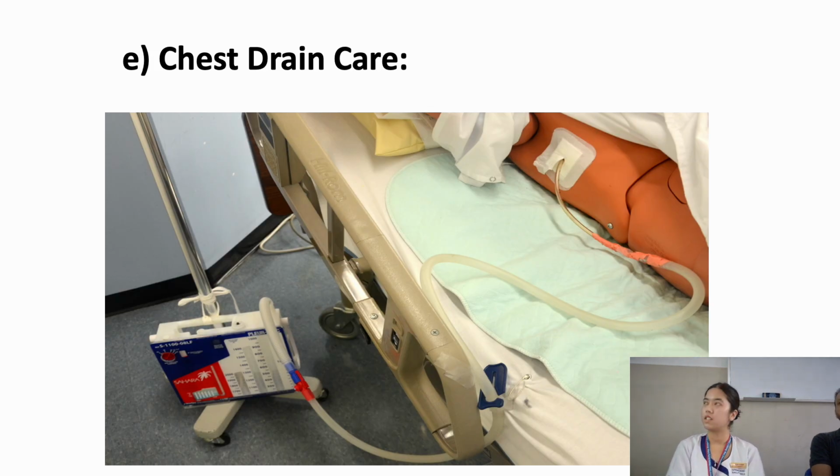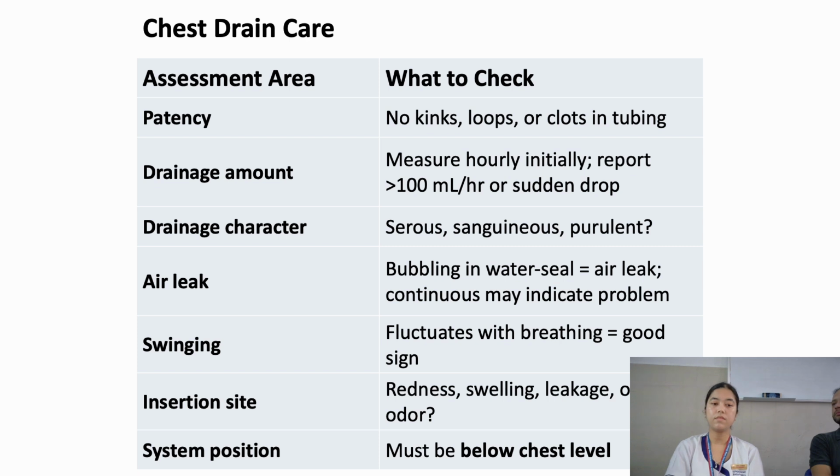The fifth topic is chest drain care, in which the assessment areas are patency, where nurses should check that there is no kink, loop, or clot in the tubing; drainage amount, which is measured hourly and reported if there is a sudden drop or more than 100 ml per hour; drainage character, either serous, sanguineous, or purulent; air leak, where bubbling in water still indicates an air leak; swinging, where fluctuation with breathing is a good sign; and insertion site, for redness, swelling, leakage, and odor.